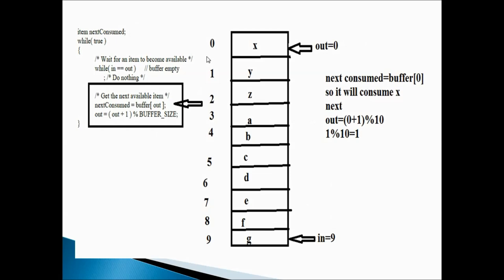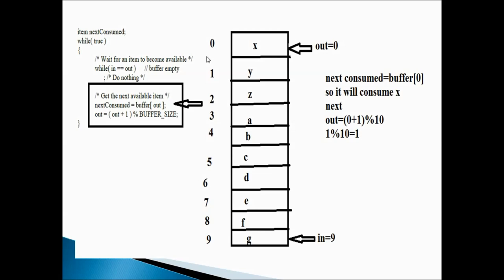You can see here, the buffer is not empty. The buffer is full here, then you can consume the data. But the important thing you have to observe here is that in is incremented. When producing only, in is incremented. Out will be in the initial position only. So while starting consuming, out will be in the initial position, that is 0. Only in will be equal to 9. So you can see there, my buffer is full.